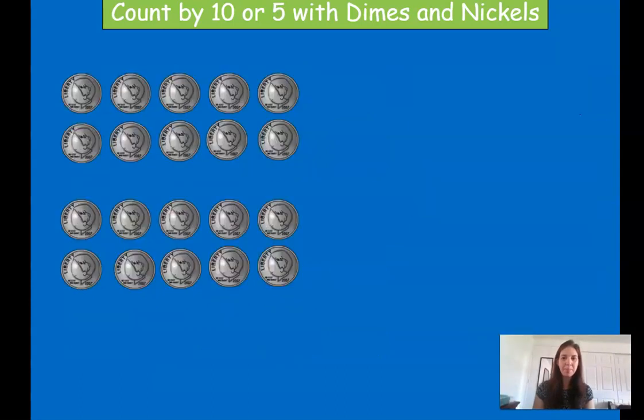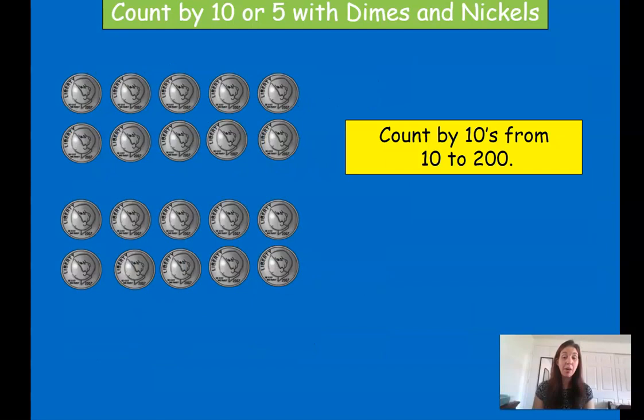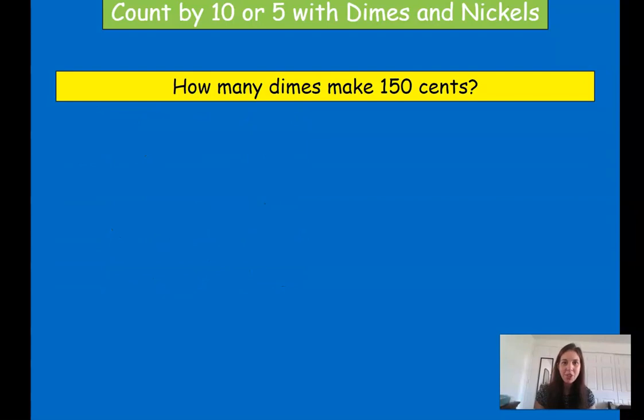Nice job. All right, now we're going to count by tens from 10 to 200. I'm going to need your help. Help me count. 10, 20, 30, 40, 50, 60, 70, 80, 90, 100. Let's keep going. 110, 120, 130, 140, 150, 160, 170, 180, 190, 200. Woo! That was an awesome job.